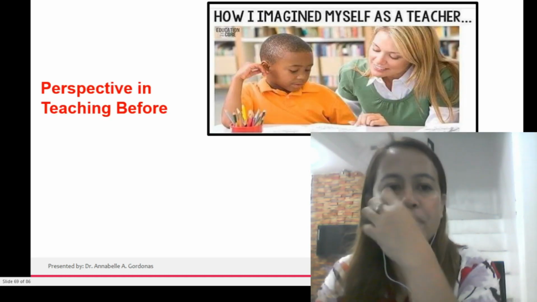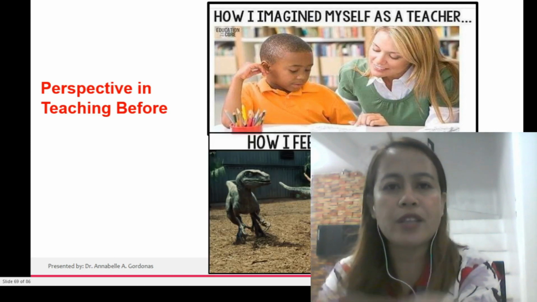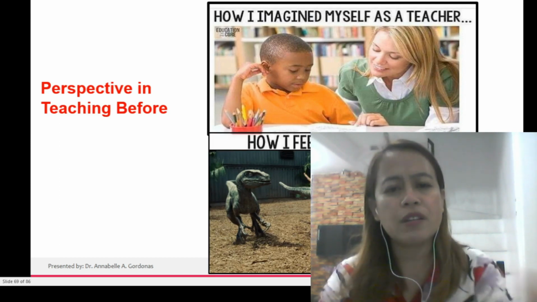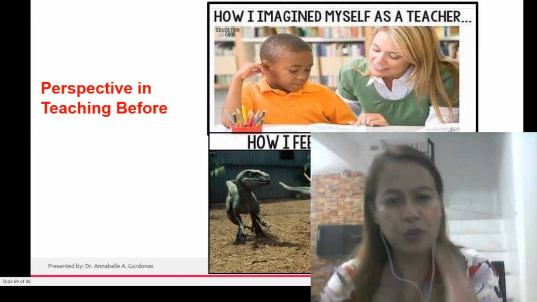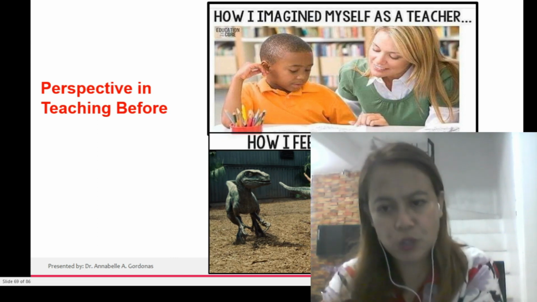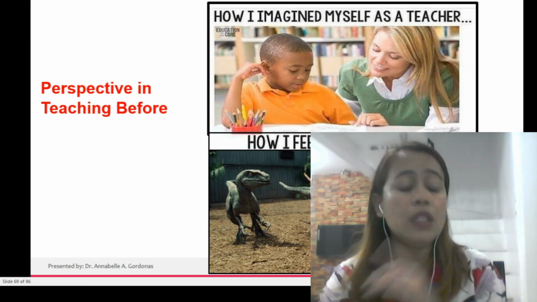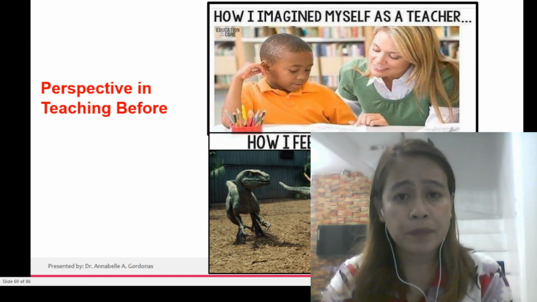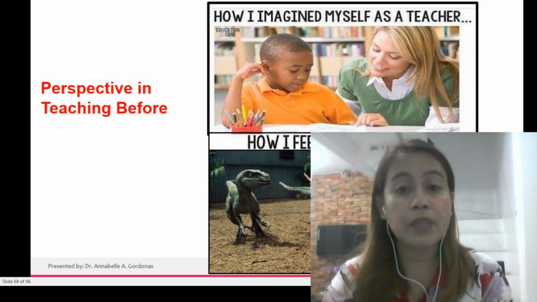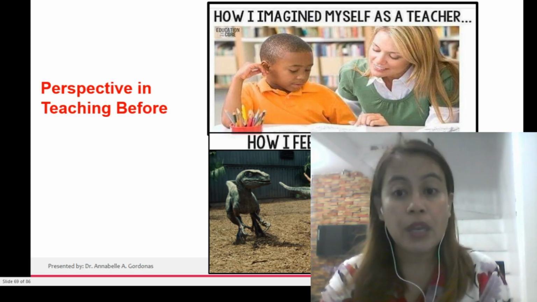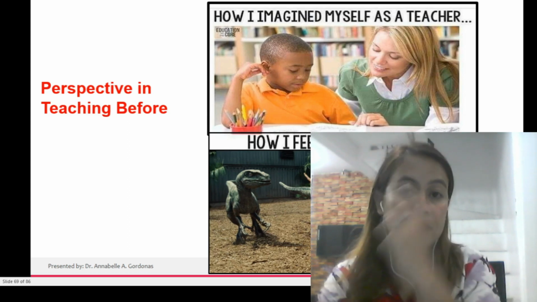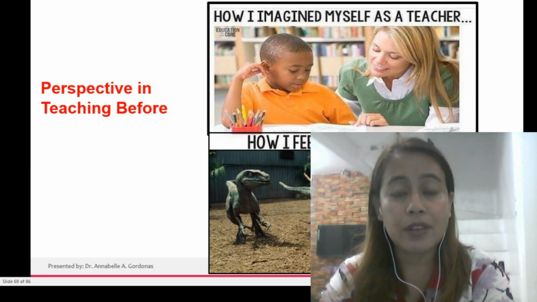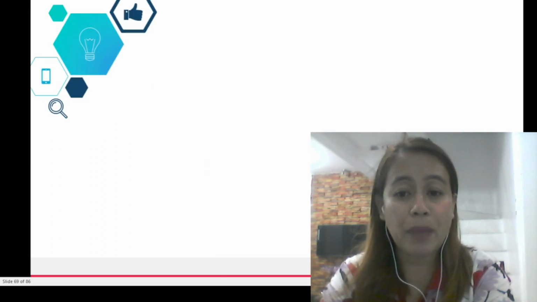So perspective in teaching before, it's ethereal for us. How do I imagine myself as a teacher? However, we do have different pressures. We do have the gorillas. First we do have the administrators, the parents, the students. So how do we adjust to these types of pressures that we embrace every day? Tapos wala pa tayong laptop, wala pang internet connection is a problem. So it's quite not a bed of roses type of life, especially now in time of pandemic.